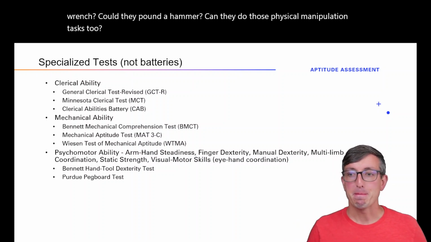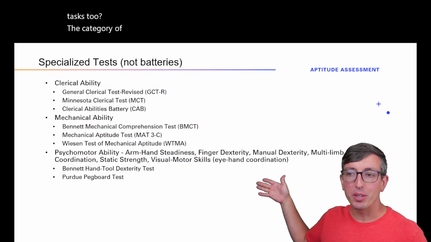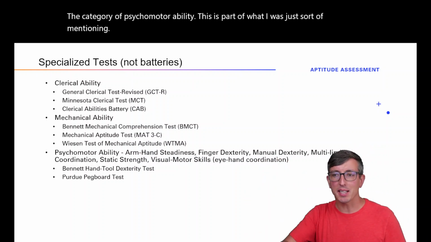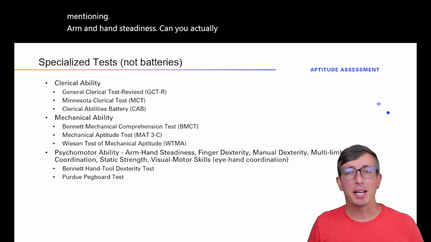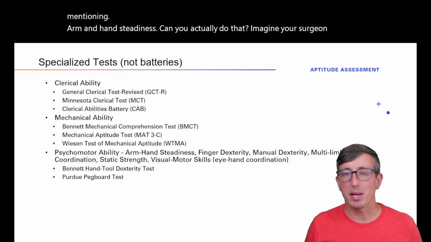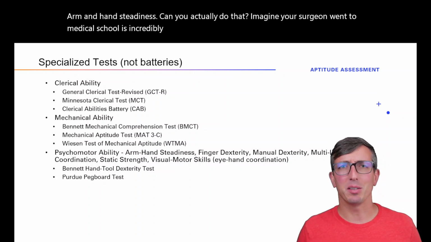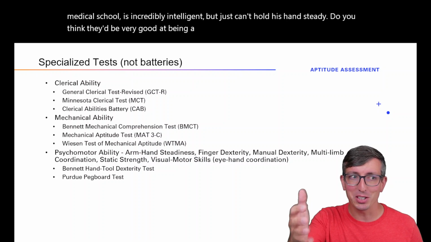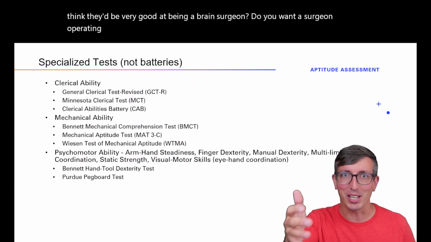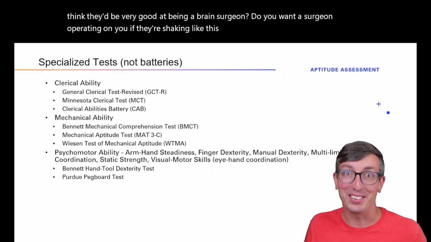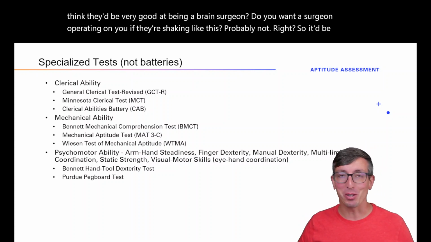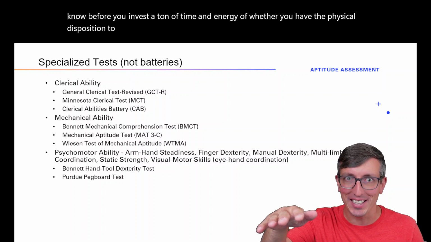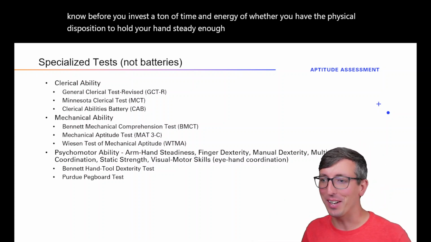The category of psychomotor ability. This is part of what I was just sort of mentioning. Arm and hand steadiness. Can you actually do that? Imagine your surgeon went to medical school, is incredibly intelligent, but just can't hold his hand steady. You think they'd be very good at being a brain surgeon? Do you want a surgeon operating on you if they're shaking like this? Probably not, right? So it'd be good to know before you invest a ton of time and energy whether you have the physical disposition to hold your hand steady enough for that kind of thing, right?